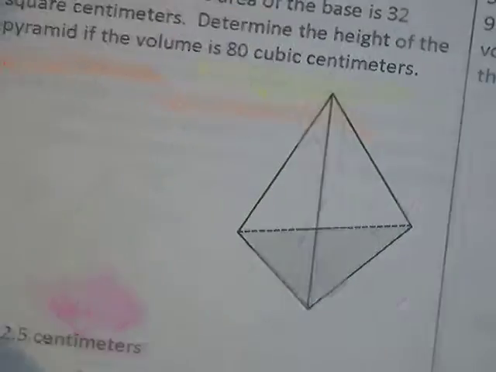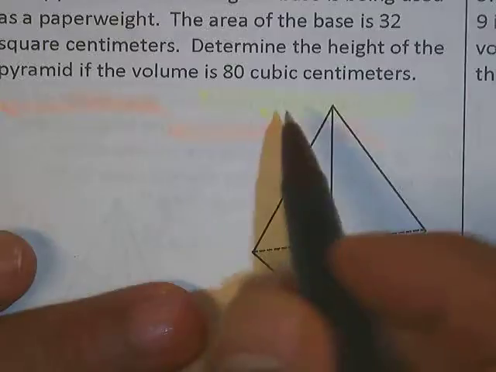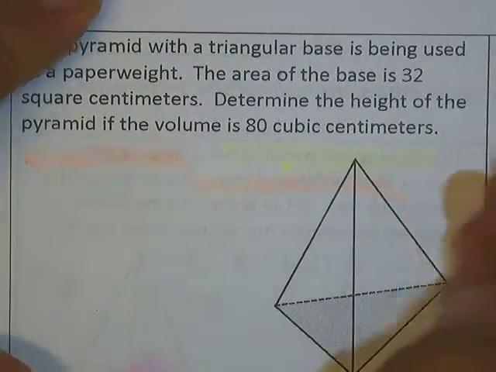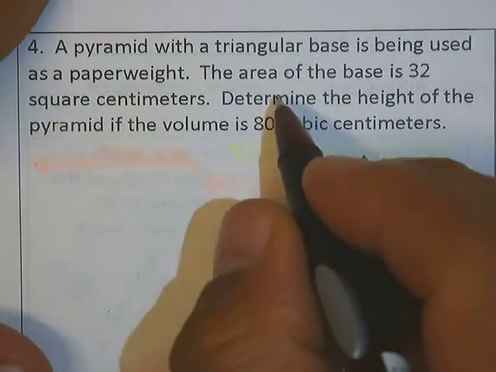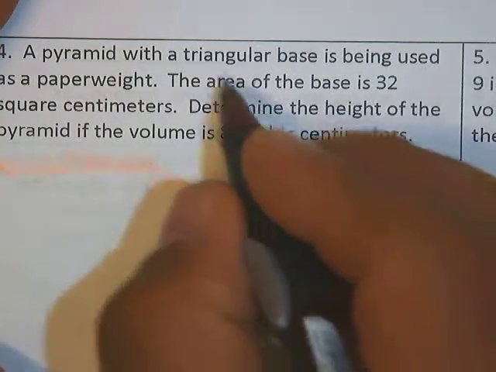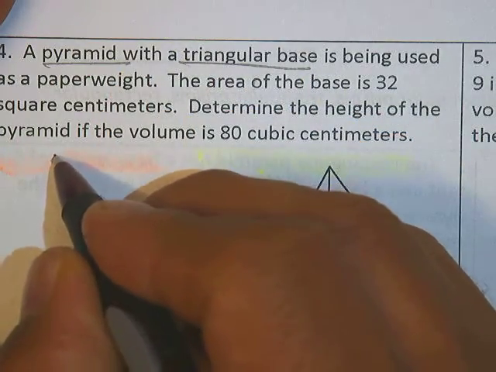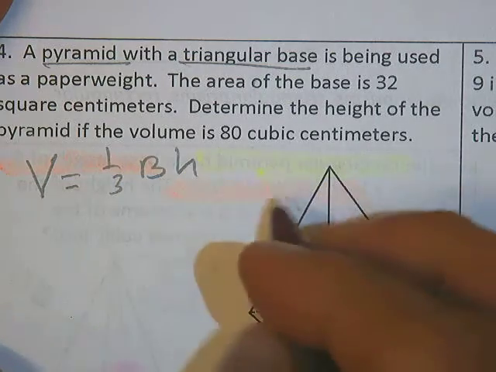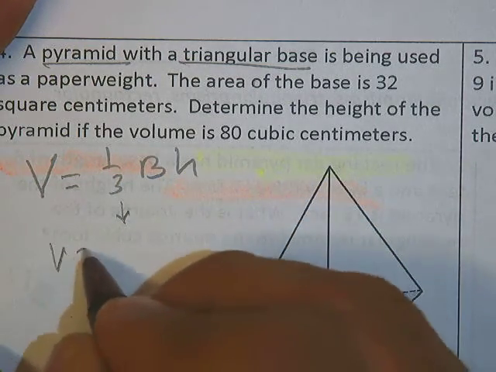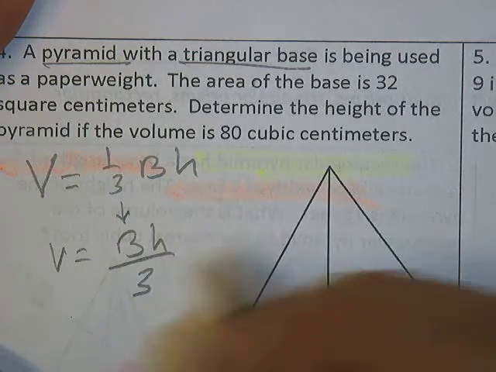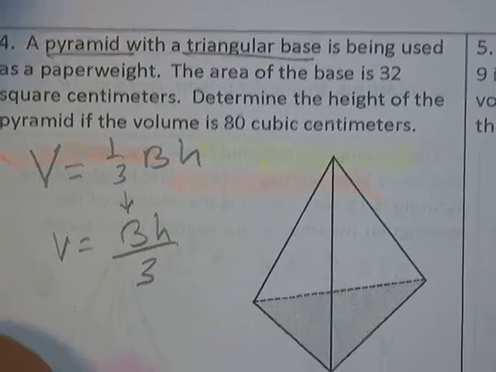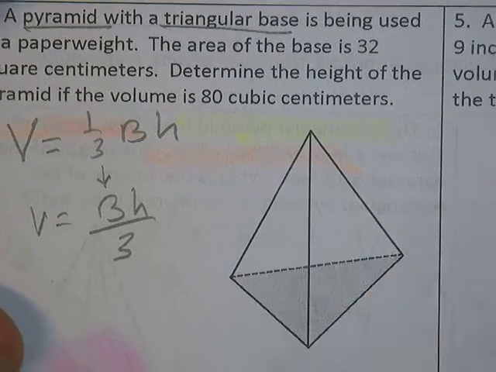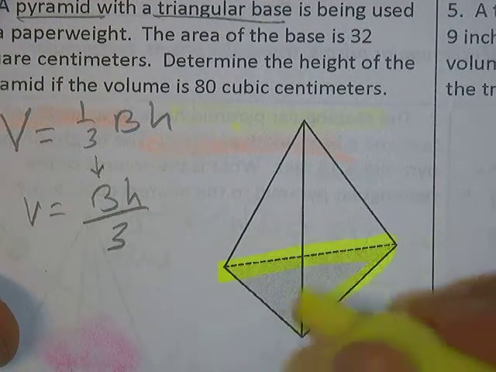Okay, let's look at this next one here. What do we have here? Oh, we have another pyramid. It even tells you a pyramid with a triangular base. So I know the area of the base is 32 square meters. Okay, so look what it tells you. First of all, we know we have a triangular base, a pyramid. So I'm going to have to use volume equals 1/3 times the area of the base times the height. Or the way I like to see it is the area of the base times the height divided by 3.